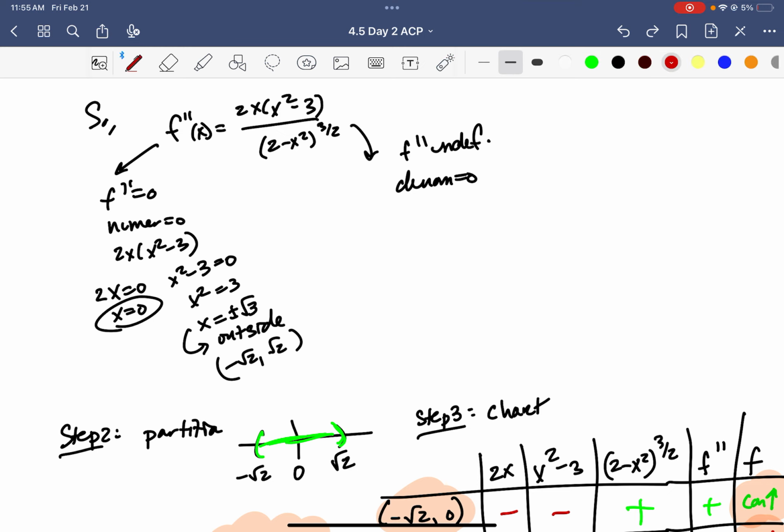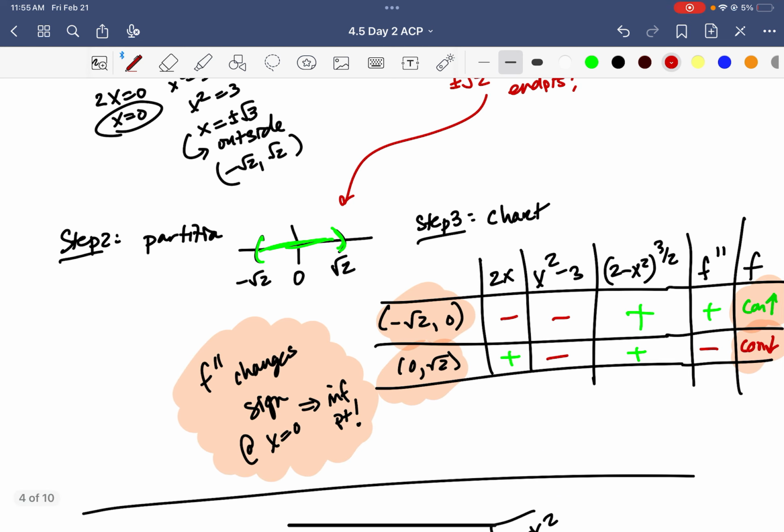Here, where the denominator equals 0, then 2 minus x squared equals 0. Then you end up getting x squared is equal to 2, so you get plus or minus the square root of 2. But again, we know that those are endpoints because we've already done that.